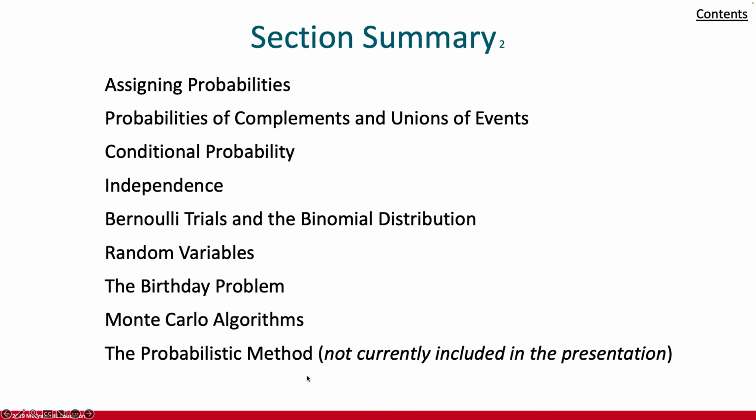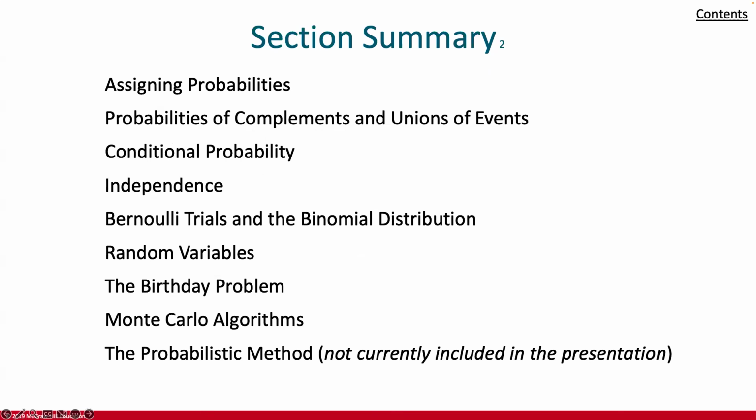The probabilistic method, you can refer to Rosen. We don't have that here in these charts. So: assigning probabilities, probability of complements and unions of events, conditional probability, independence, Bernoulli trials and the binomial distribution, random variables, the birthday problem, and Monte Carlo algorithms.